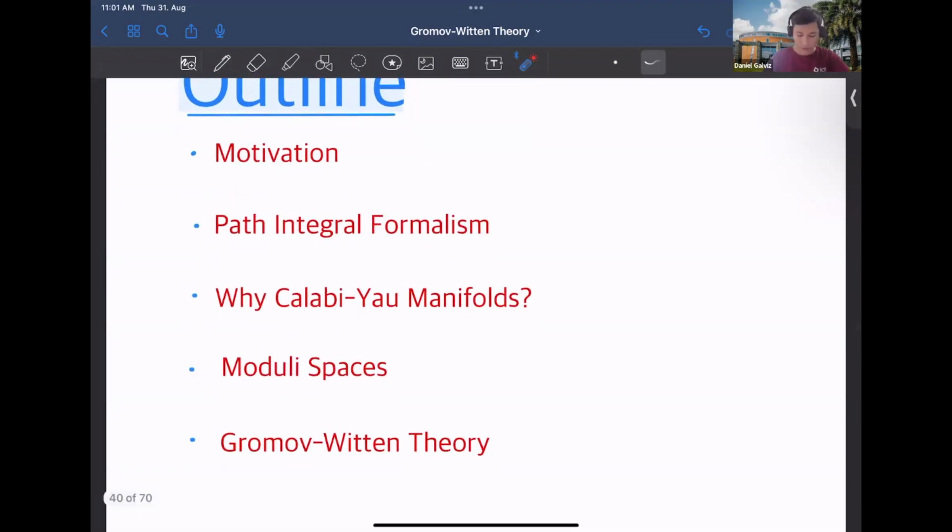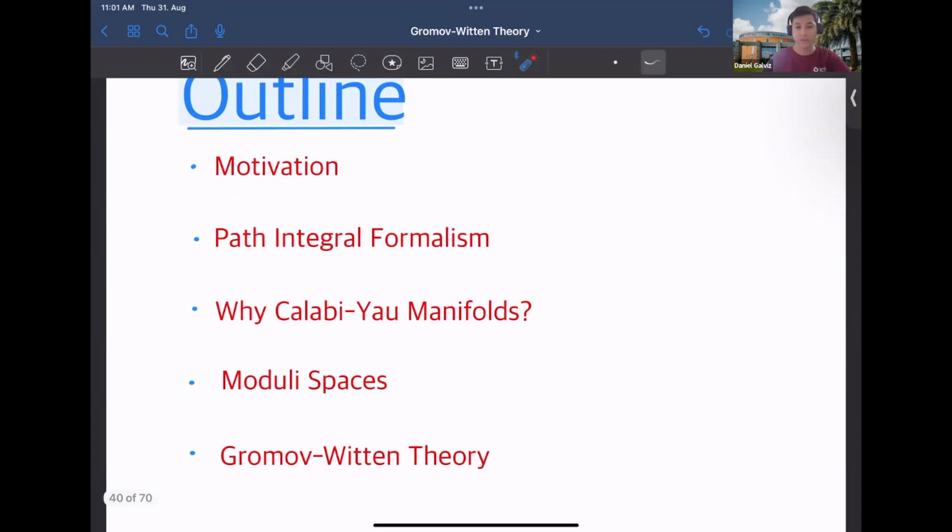Then we are going to discuss moduli spaces and some examples. And at the end, we are going to define Gromov-Witten classes, Gromov-Witten theory, and maybe some examples if there is time to cover them. At any point, if you have any question, you can ask me. Feel free to raise your hand and ask me questions.